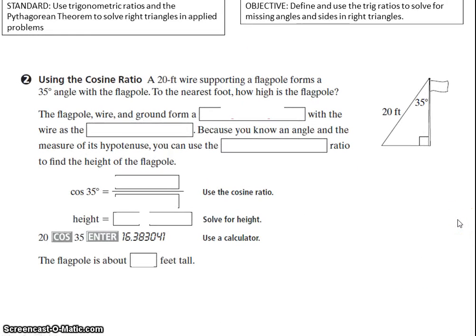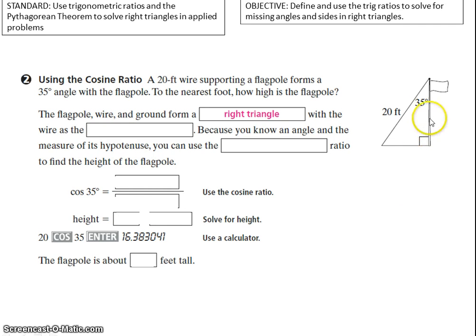Now, using the cosine ratio. So they've kind of given away what the answer to this part is here. But anyway, we've got a flagpole, wire, and ground that form a right triangle. Now this is a classic right angle trigonometry question. Flagpoles, antennas, trees, things like that are all typical things that are asked of right angle trigonometry problems.